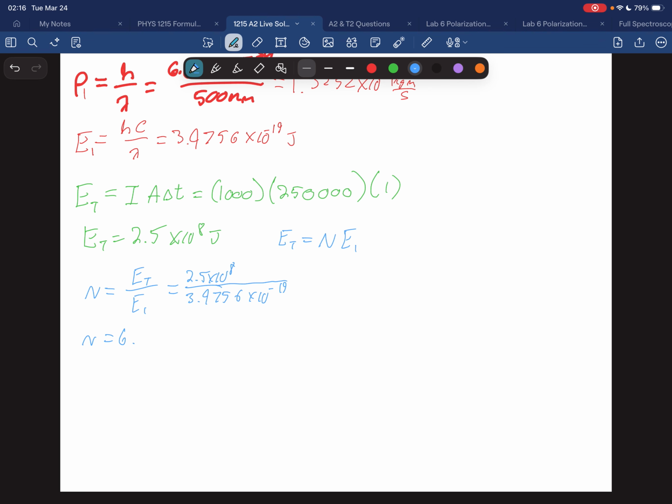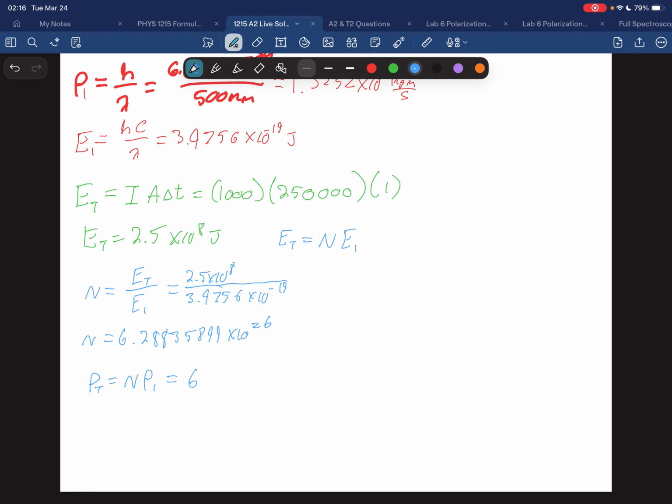I got, I'll call this, 6.2899 times 10 to the 26. Sure, I'll take a bunch of digits. So that is the total number of photons hitting the campus every second. From here, I'm going to find the total momentum of everything. So that's going to be the number of photons multiplied by the momentum of one photon.